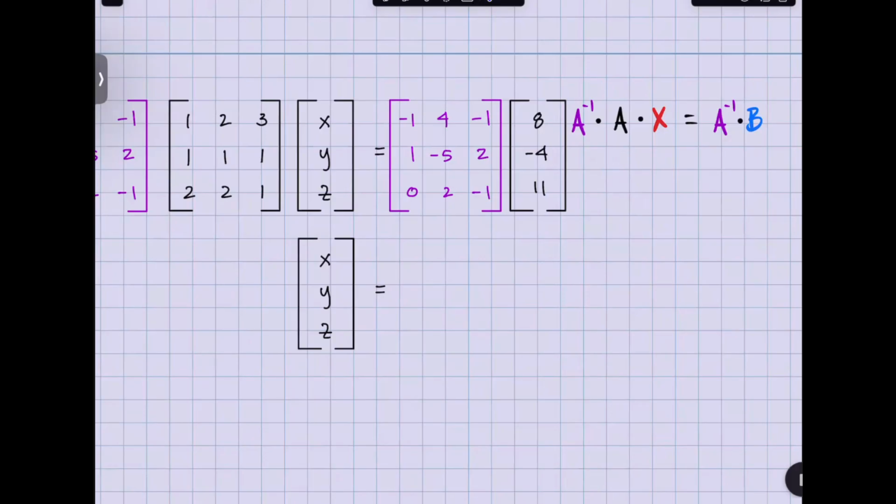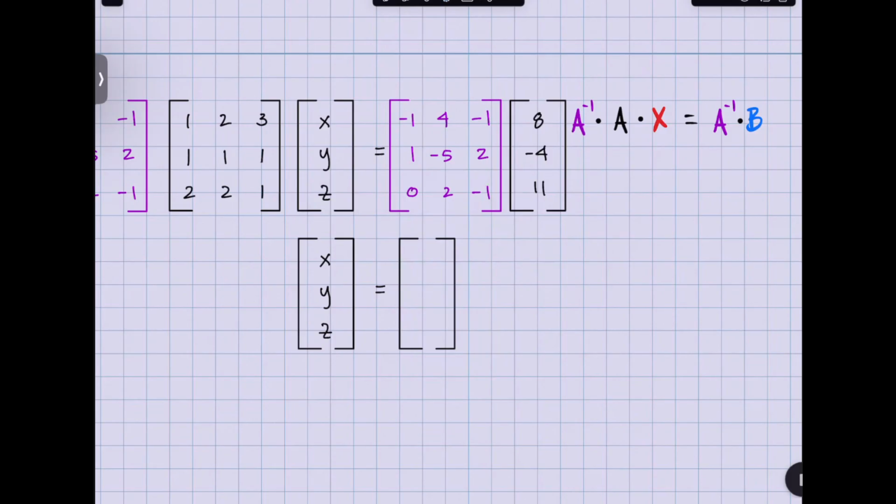Because if we did it the other way, and for people that don't understand, the 3 by 1 times a 3 by 3 cannot be multiplied because the center numbers don't match. So that's why we have to do a 3 by 3 multiplied by 3 by 1, because the center numbers match. And what are we going to have left? A 3 by 1. So what we'll have left is this.